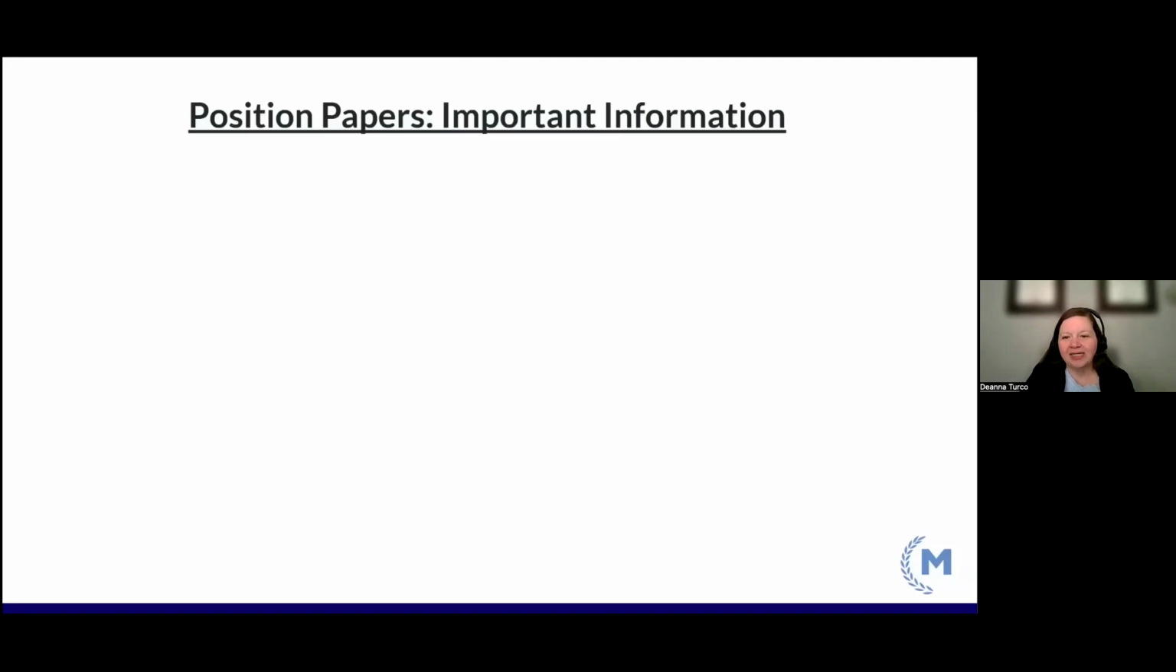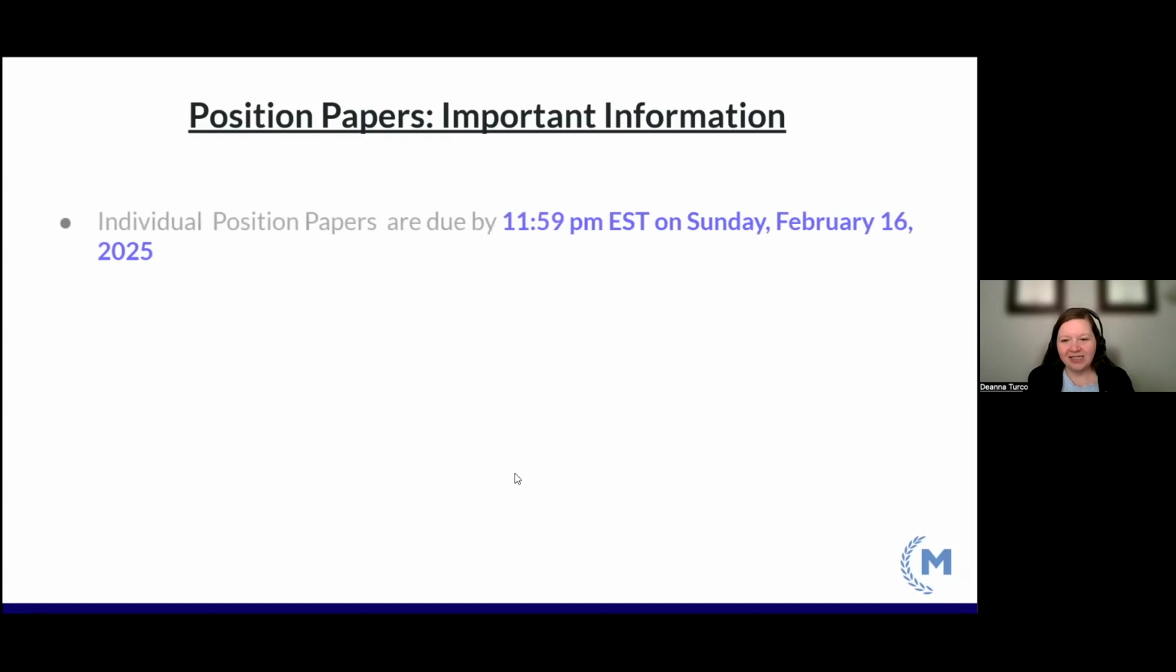Okay, so important information that you need to know about position papers. We're going to start with that. When are they due? Well, your individual or your delegate position papers are going to be due Sunday, February 16th. Say it with me, Sunday, February 16th at 11:59 Eastern Time. I'm in the Central Time Zone, so for me that would mean 10:59, but for anyone else, go by the Eastern Time Zone at 11:59 Sunday, February 16th. It's going to be on practically every slide, so there will be no excuse if you miss the deadline.